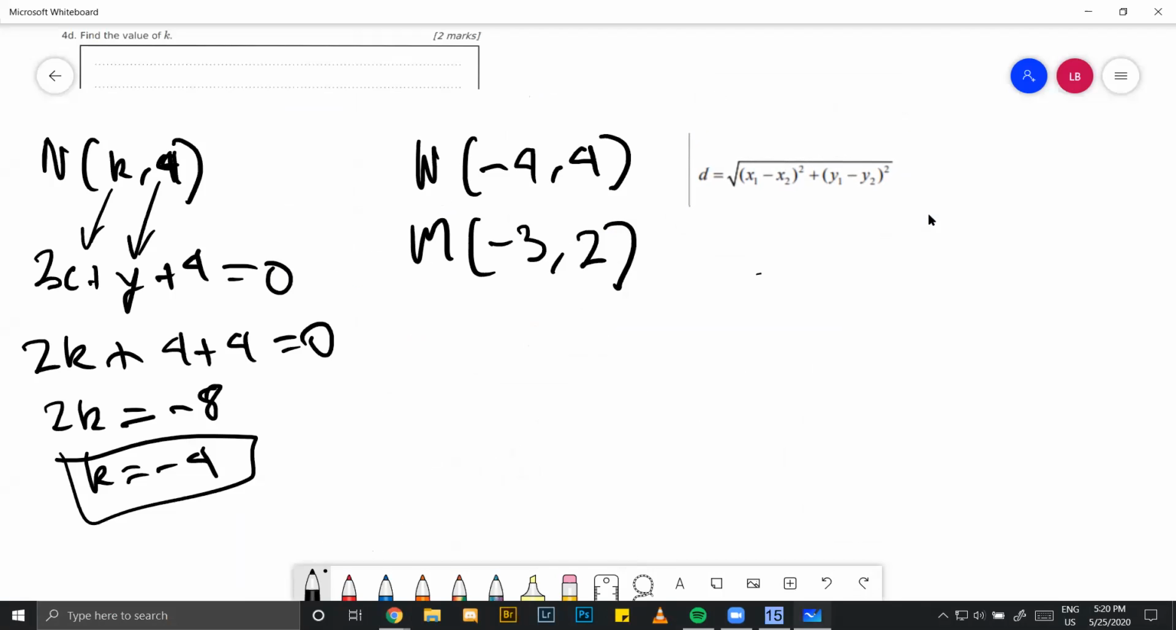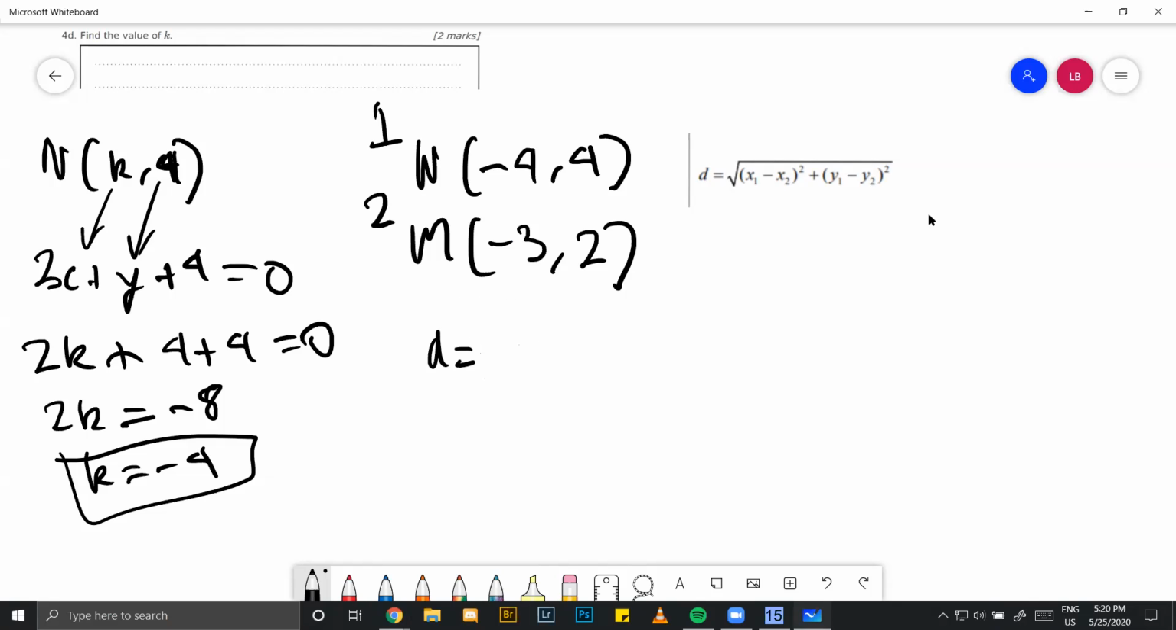What this means is that we can arbitrarily select one of them to be the first coordinate, the second coordinate. So I'm going to name N the first coordinate, M the second coordinate. It doesn't matter which one we do, the equation will work. So x1, the x coordinate of the first one, is -4.